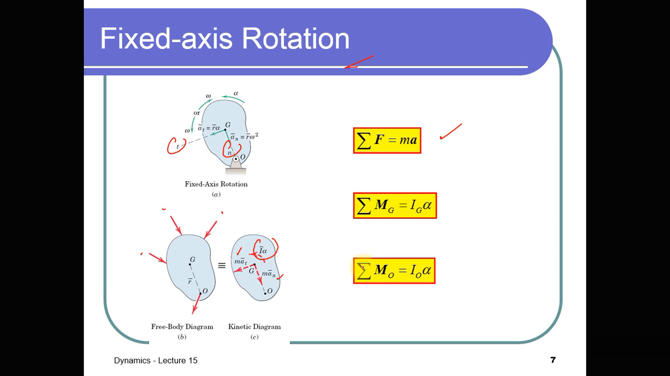Then the sum of moment at point O, which is offset from point G, is actually the moment of inertia at point O times alpha. Just now, the sum of moment at point G is equal to the moment of inertia at point G times alpha. So it depends on where you locate the point of moment, either point G or point O.